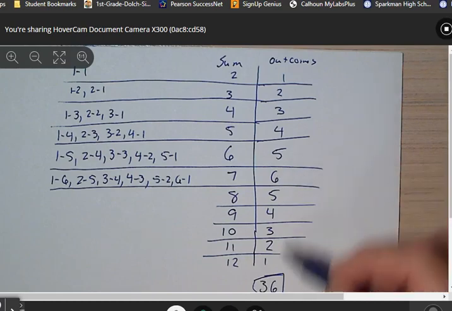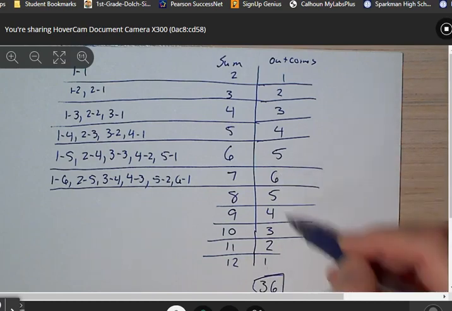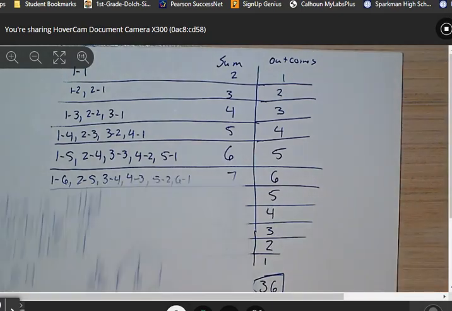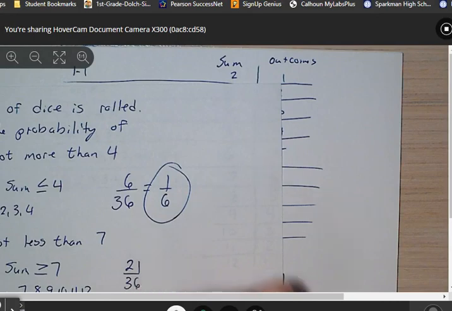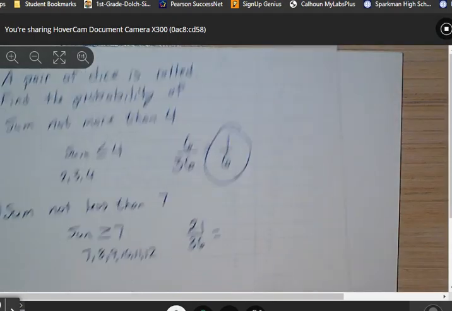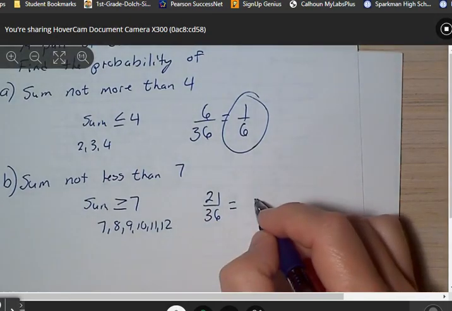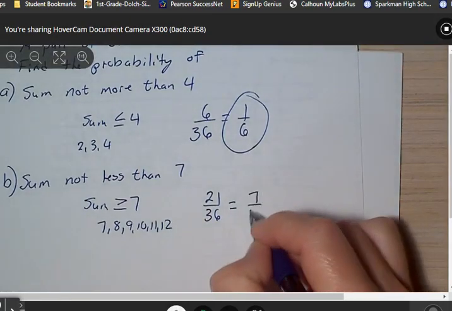We need all these outcomes from 6 down to 1. So if you start adding those up, that's 7, there's 7, there's 7 there. If you add all those outcomes together, that's 21 out of 36. And if you simplify that down, that would be 7 out of 12.